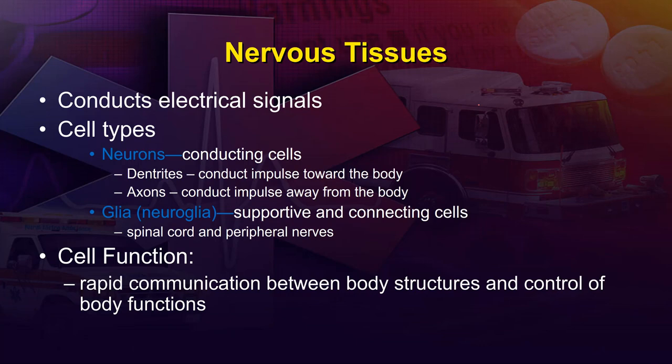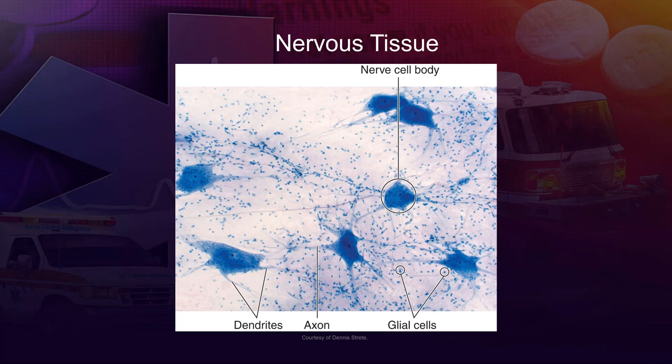Here's a nervous tissue in which we can see the nerve cell body, also known as the soma, right here. We can see some extensions. The length of dendrites and axons can be quite long and quite short and variable in between. But the dendrites and axons are going to help connect these neurons together.